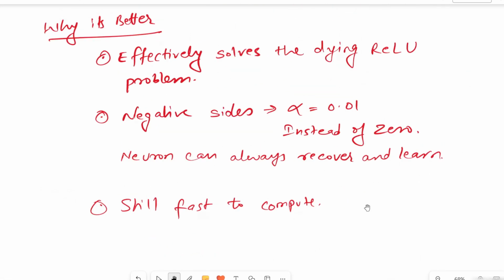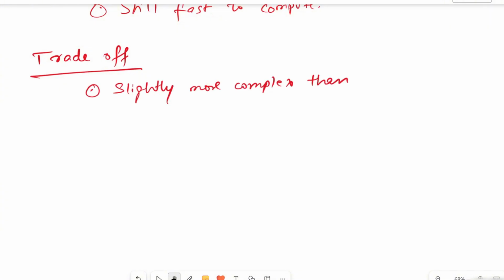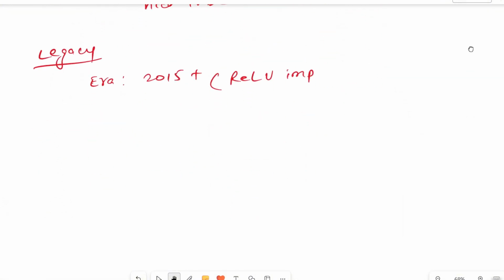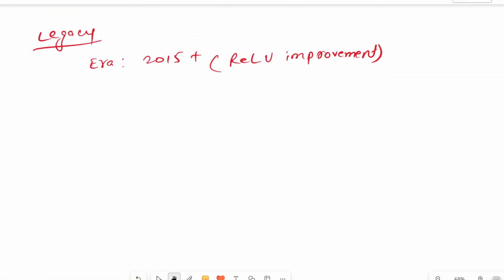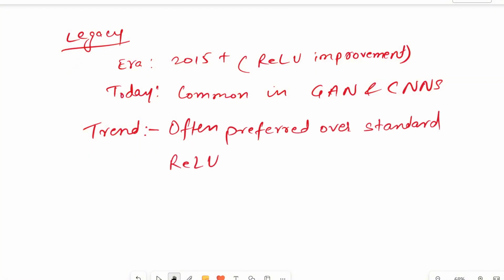The trade-off is that it is slightly more complex than ReLU, but still incredibly fast, and you need to choose that slope value, though 0.01 works great most of the time. Since 2015, leaky ReLU has been super popular, especially in generative adversarial networks and computer vision models.